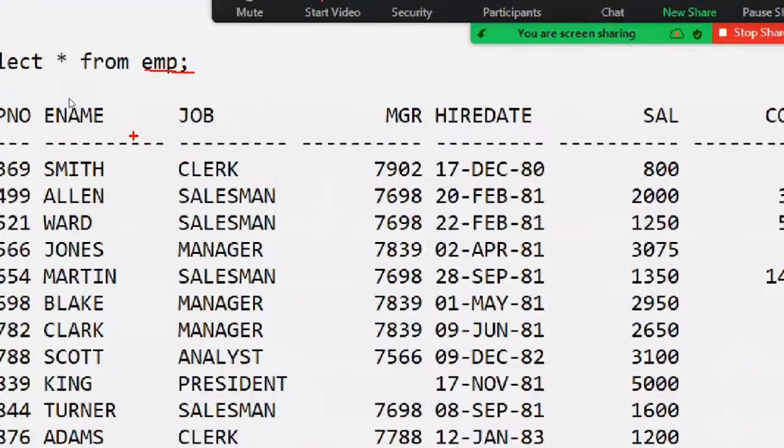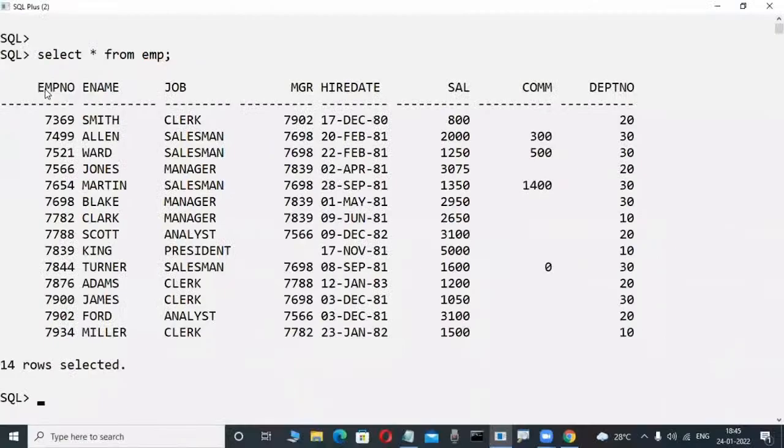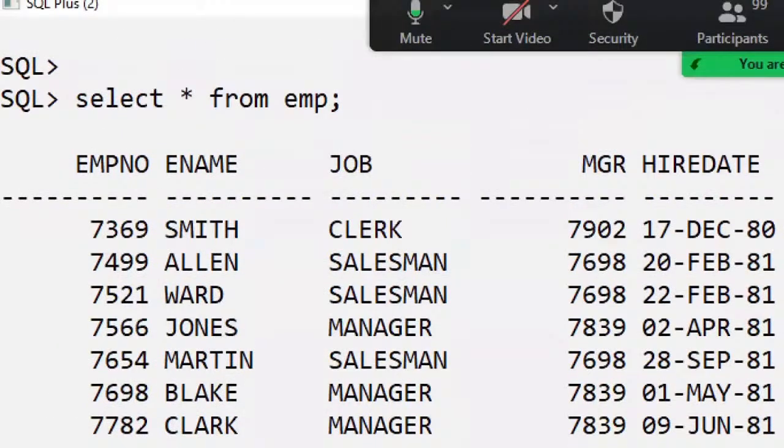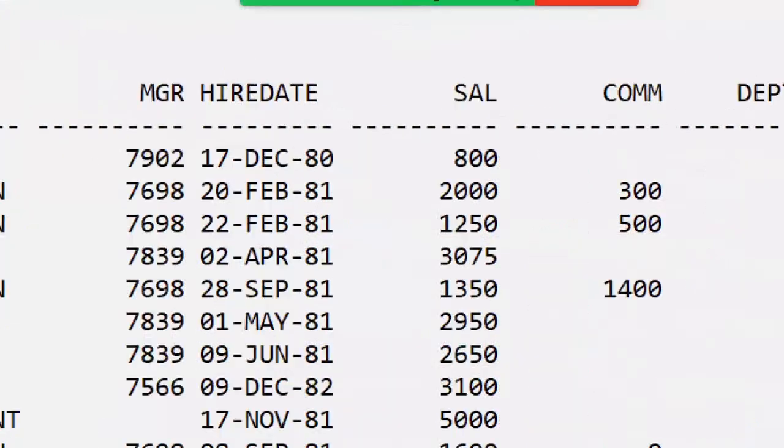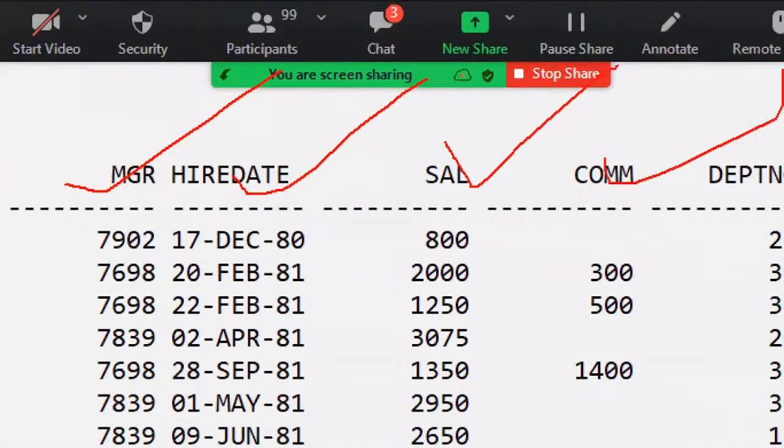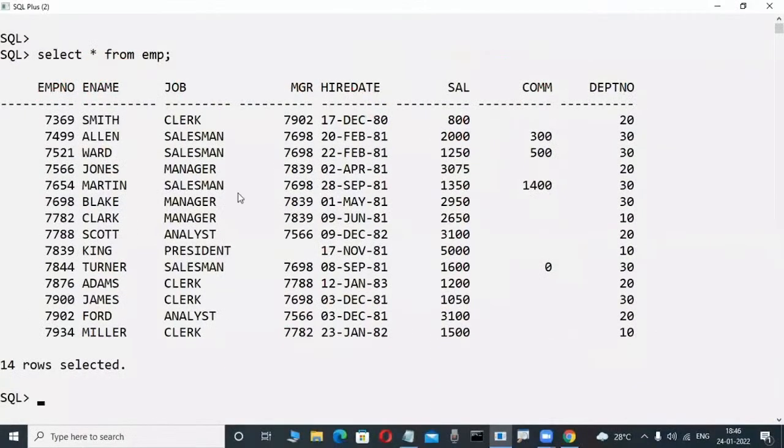In this EMP table, how many columns are there? I'm not asking for the names, only how many. These are called columns. 1, 2, 3, 4, 5, 6, 7, 8. Maybe 8 columns are there. I'm counting this because in the future there is an interview question: write a query that counts the number of columns in a table. You will become familiar with all those most powerful things. Yes, 8 columns are there.